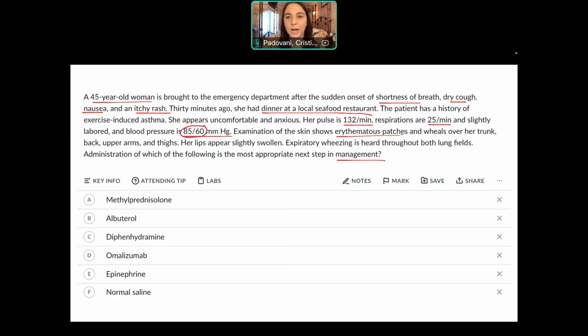Examination of the skin shows this rash. Basically, she's got patches and wheals over her trunk, back, upper arms, and thighs. Her lips appear swollen. Expiratory wheezing is heard throughout both lung fields. So let's diagnose her. This is anaphylactic shock. They're giving you all the things that you need to diagnose it. They're giving you a potential trigger. Seafood, like shellfish, is a really big indicator of anaphylactic shock. Bee stings are another one. What else? Peanuts, like nuts of some sort, are another one.